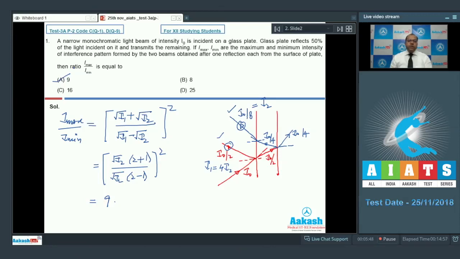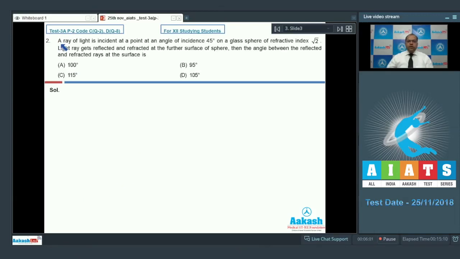Let's move to question number 2. In question number 2, a ray of light is incident at a point at an angle of incidence 45 degree on a glass sphere of refractive index root 2. The light ray gets reflected and refracted at the further surface of the sphere. Then the angle between the reflected and the refracted rays at the surface is.